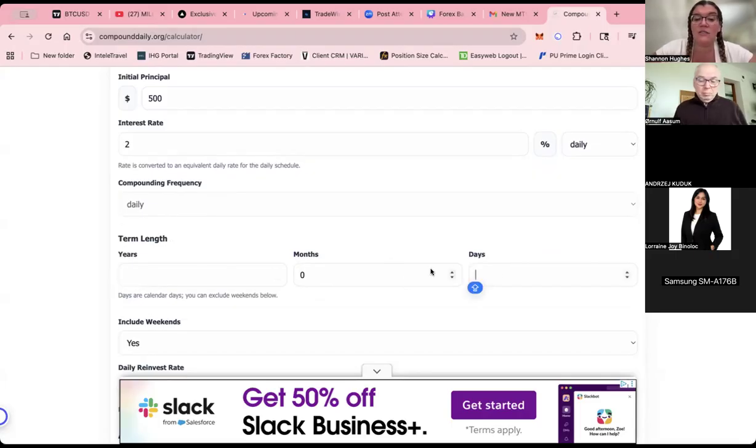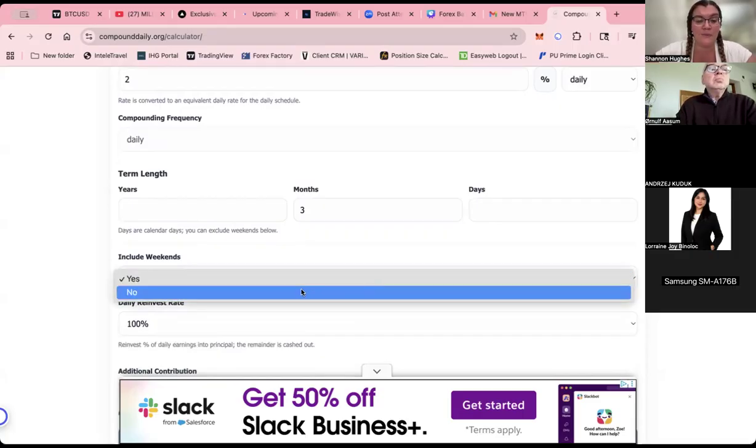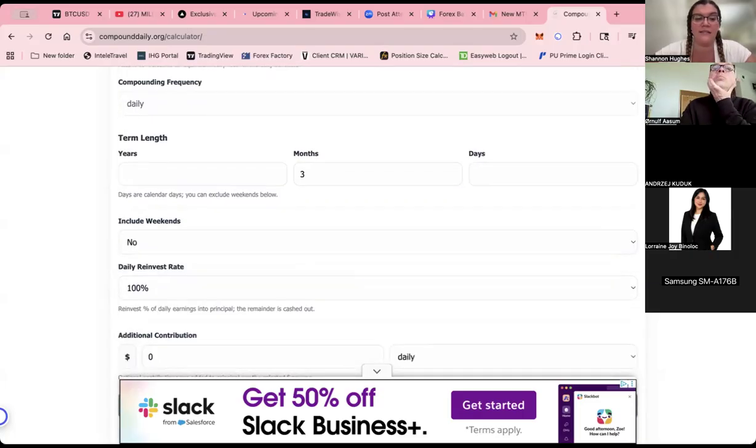Let's get rid of this. Let's do this for 6 months. Just so you know, let's do 3 months. I think a lot of people, you see the short term. Let's do 3 months. I'm not going to include weekends because for the most part, we don't trade weekends unless you catch yourself a couple Bitcoin trades.